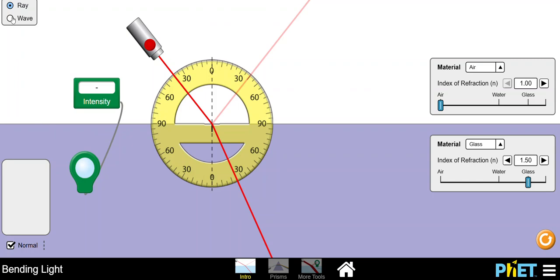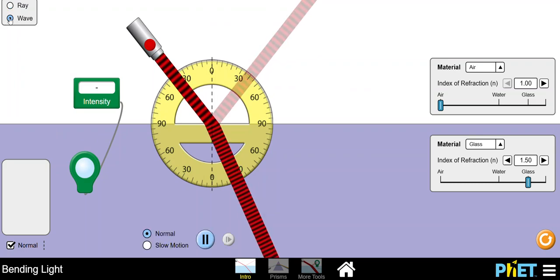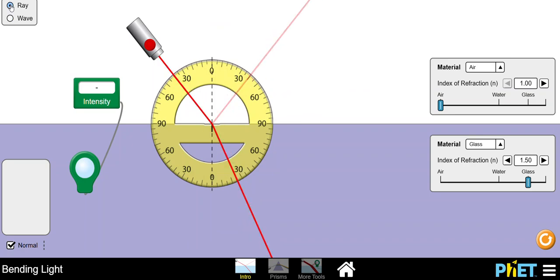What else can you do? Instead of having a ray, you can represent a wave. But for the experiment that you are going to do in my class, you're going to be using the ray instead of the wave.